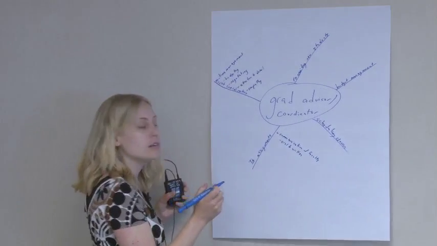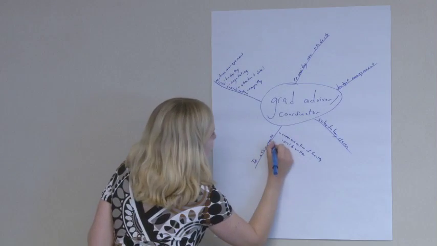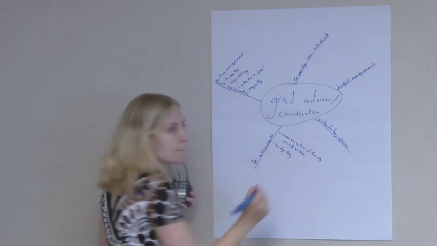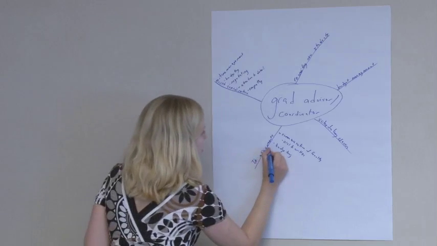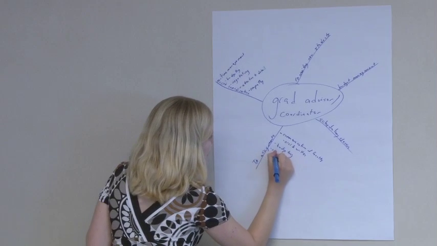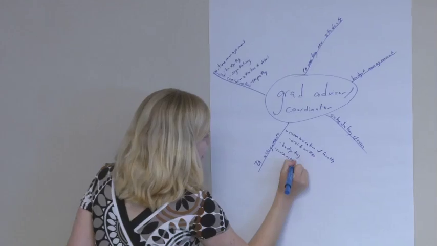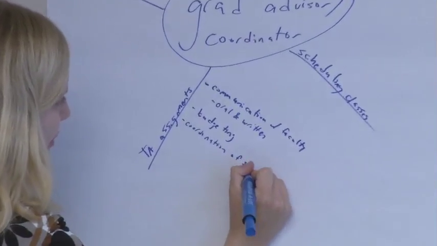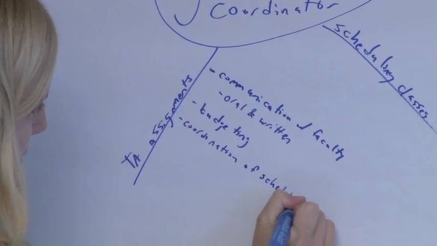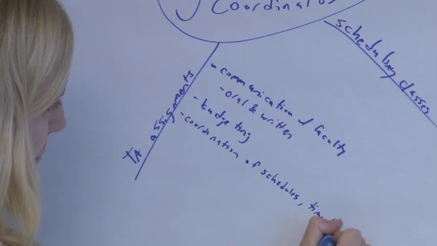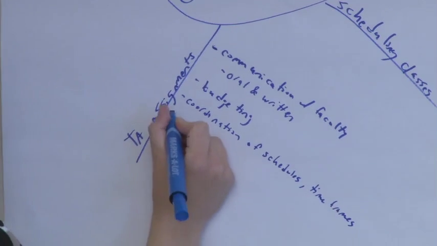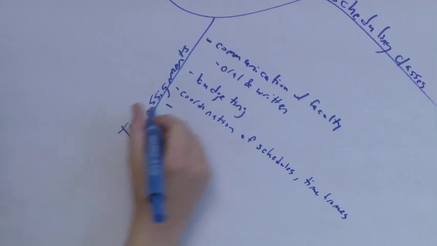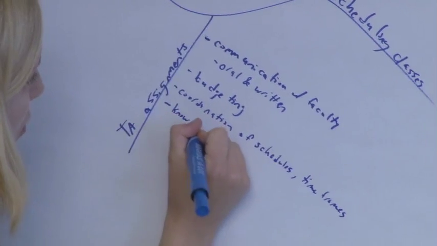Budget. I'm sorry? Budget. Okay, so more budgeting. Coordination, lots of coordination. Okay. Coordination of schedules and timeframes. And also the students' own personalities. Some are not good at big classes, others are, you know. Okay. Yeah, matching them with the right class.